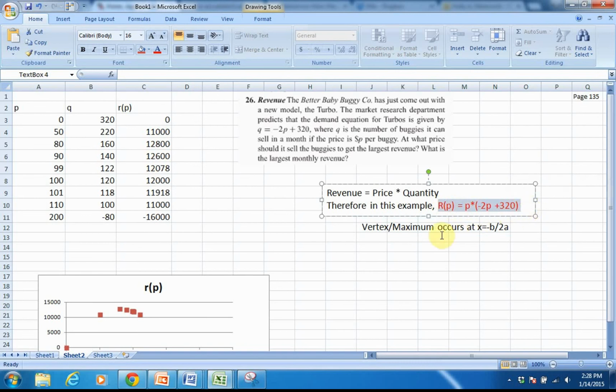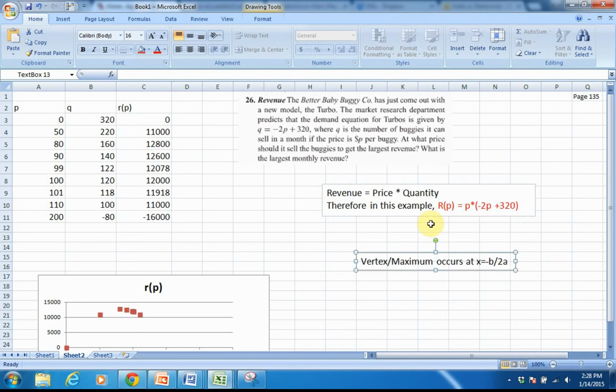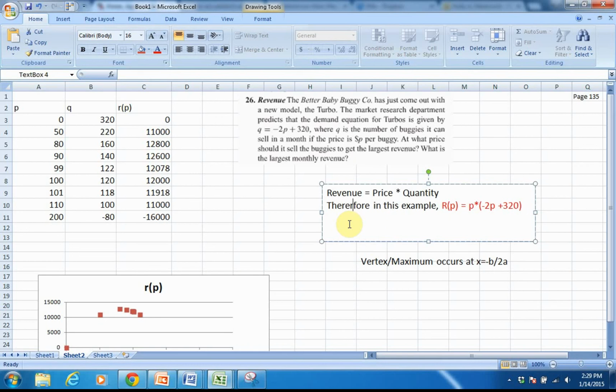Well, what we have to do with that is think about that function in terms of its expanded representation. So what I mean there is basically I want to think about that in terms of r of p is equal to, multiply that out. So that would be negative 2p squared, I'll change that in just a minute, plus 320p.